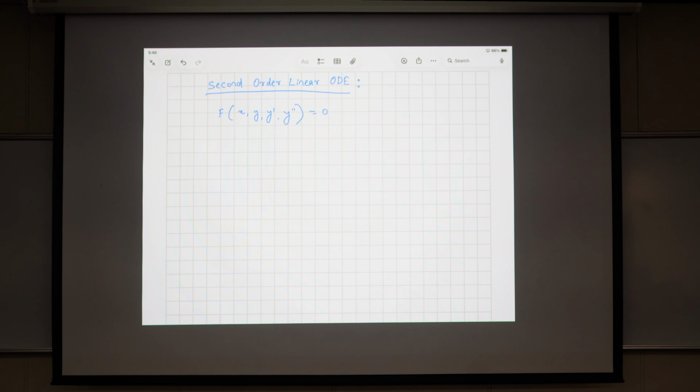So when we try to solve, our objective should be finding this unknown function, because this one is the variable. This is the first derivative, this is the second derivative, and this is the unknown function which we need to find out. When you try to solve a second order linear ODE, our objective is always to find out the unknown function, that is y.